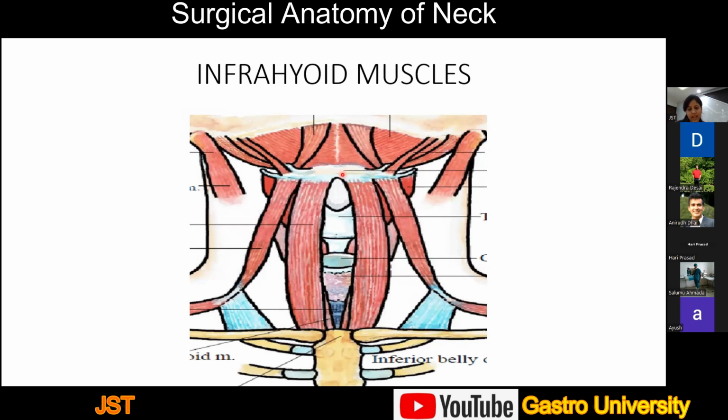What they do is they act as antagonists to the suprahyoid group of muscles. So, suprahyoid was actually elevating the hyoid at the time of swallow. And infrahyoid group of muscles depress the hyoid and they modify the larynx to create a resonance during voice production. Now, these group of muscles, like we can see, sternum to hyoid, sternohyoid, sternum to thyroid, sternothyroid, thyroid to hyoid, thyrohyoid, and the last is the omohyoid.